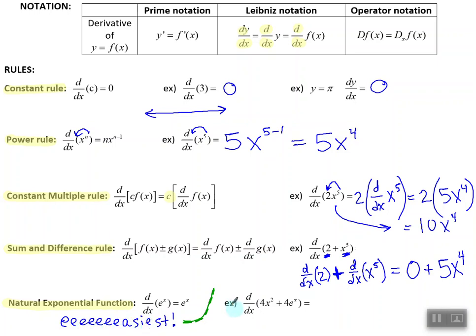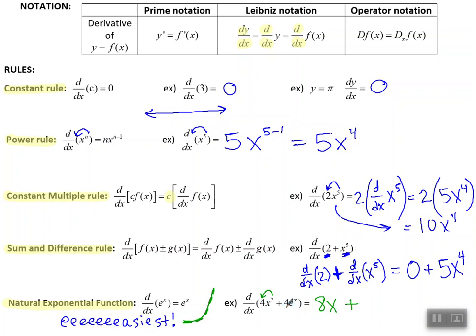Let's take a look at this example. The derivative with respect to x of 4x squared plus 4e to the x. We're using our sum and difference rule because we have the sum of two functions. For the first one, we can use our power rule. Take the 2, multiply to the 4. 2 times 4 is 8, so that first one makes 8x. 2 is our exponent, we subtract 1, and it leaves us with 1. I don't have to write x to the 1, it's the same as x. Plus 4e to the x.